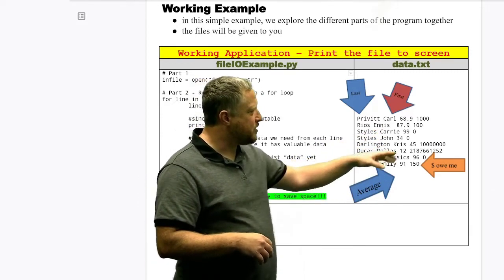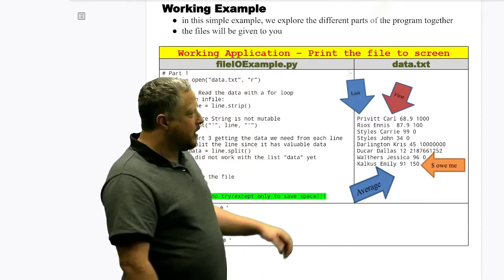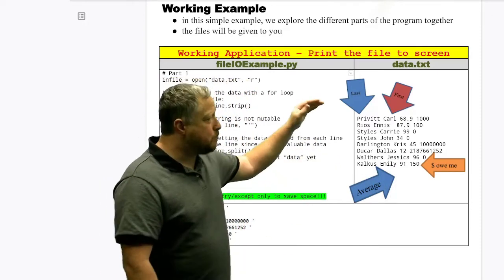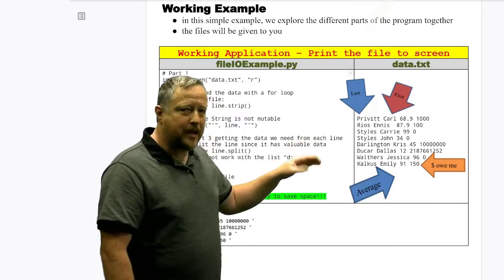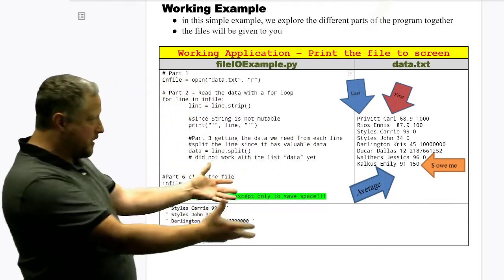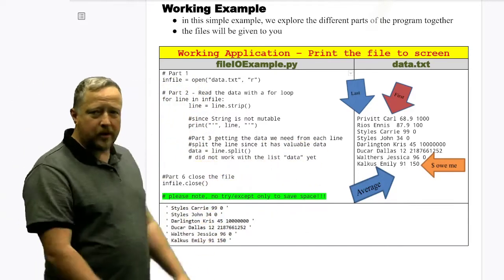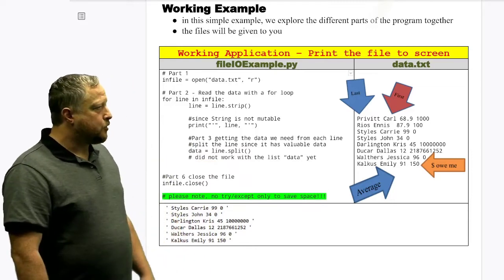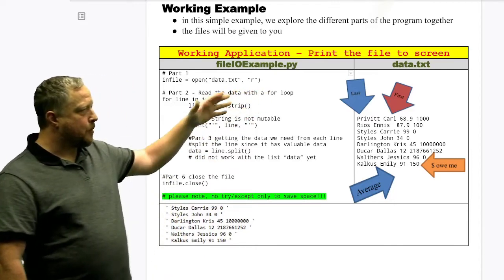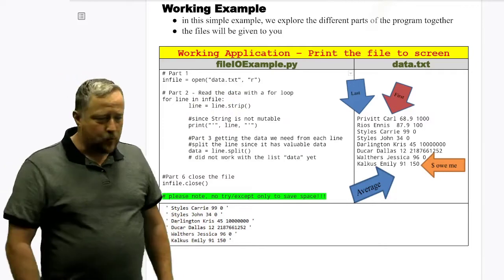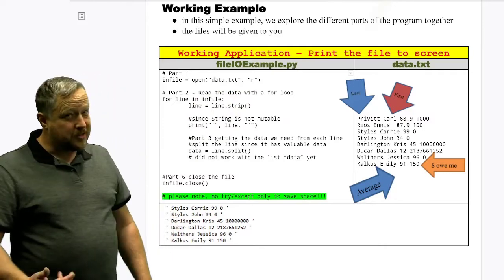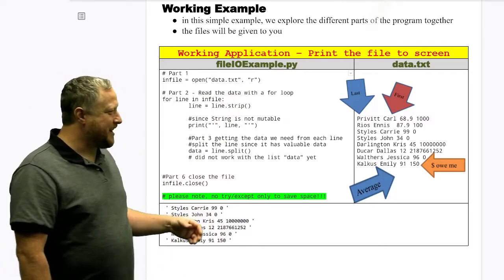I have no idea what that means. And then how much money they owe me. That seems to be a pattern, and it's multiple lines of that same pattern. That dictates basically what this is going to be when we all get said and done. So first, you see part one, we go ahead and open up our data file, and we're going to read it with the R. I almost said W, but with the R to read it in.